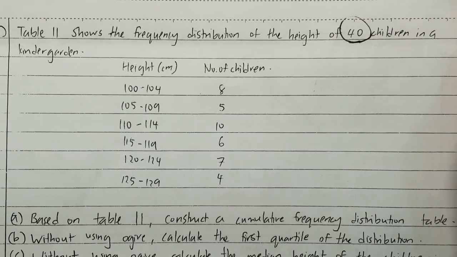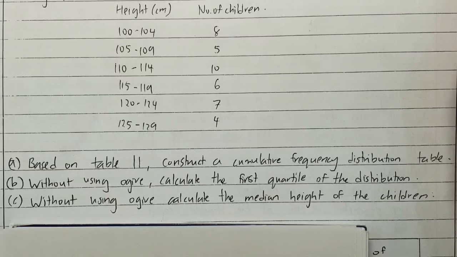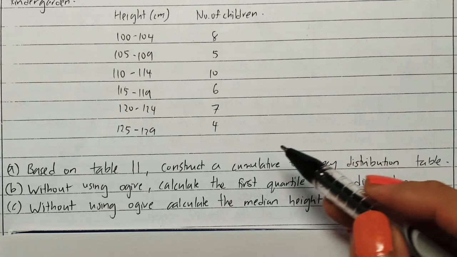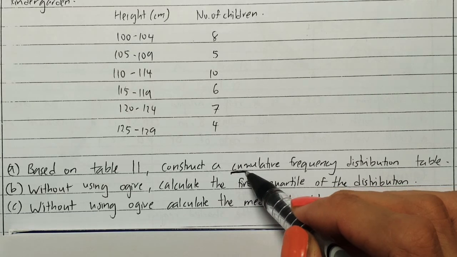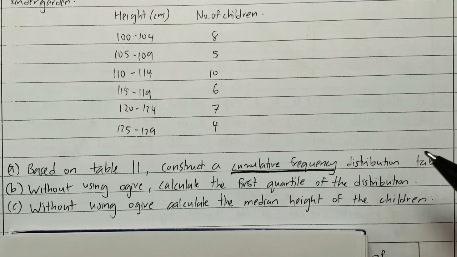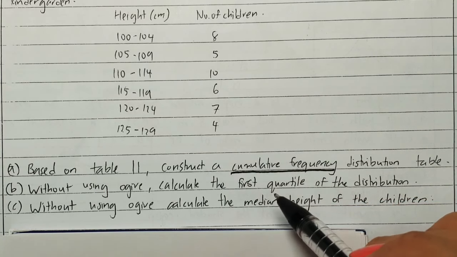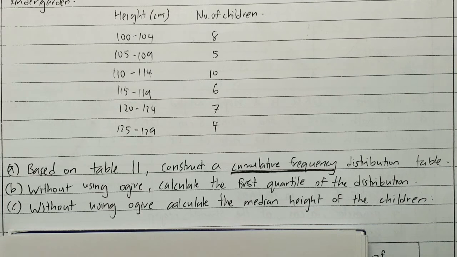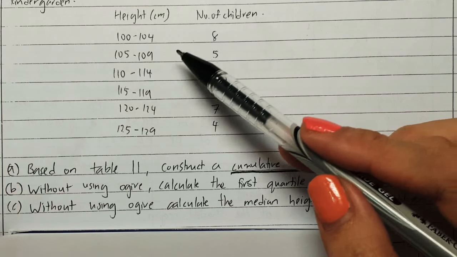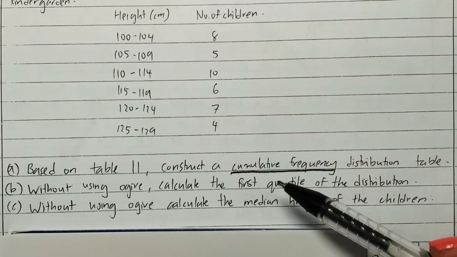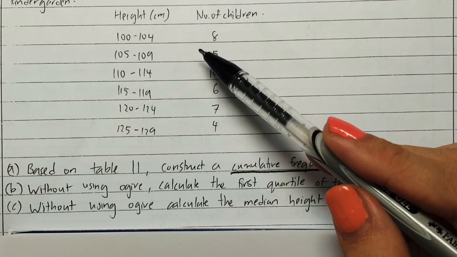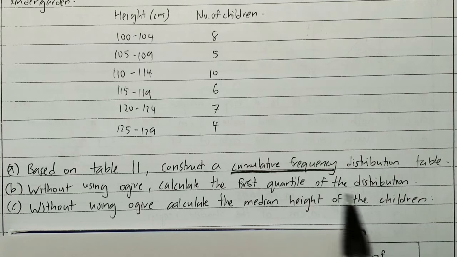So the first part of the question is, based on Table 11, construct a cumulative frequency table. Now, what is the difference between frequency and cumulative frequency? There is an extra word, cumulative, in front of frequency, which shows that this is the number that is accumulated. If frequency is the number for each class, cumulative will be the total number in the class and the classes before. So let's construct this part.